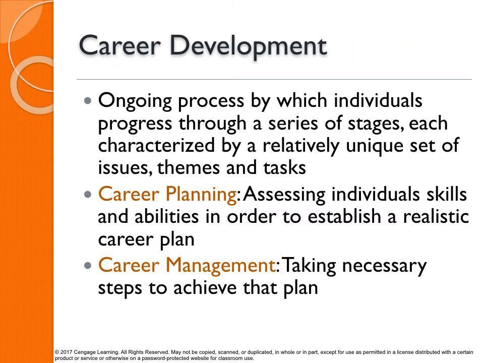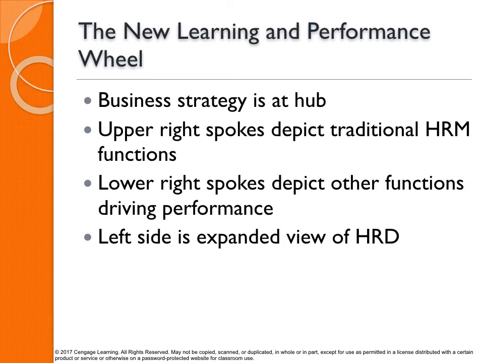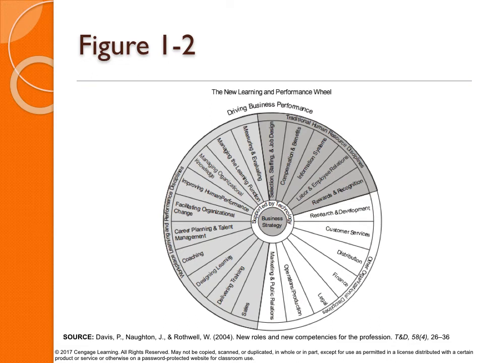And then there's things like career development, and then the performance wheel, the new learning and performance wheel, shows all the different aspects of HRD and the different competencies that are involved in a typical organization. And what you'll notice here, what is salient to me in this slide, is that business strategy is the hub of everything, right? So there's an old maxim that structure follows strategy, right? I think that was Chandler that said that. And what does that mean? It means that strategy drives everything.